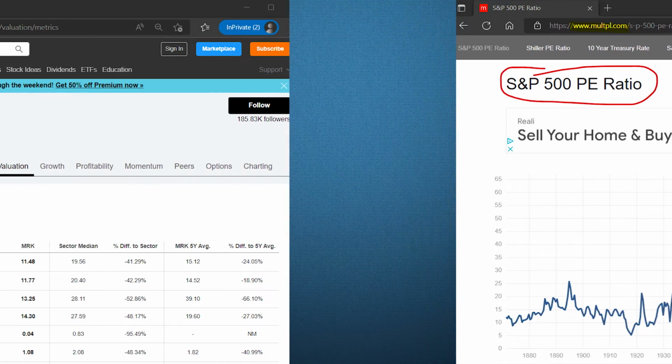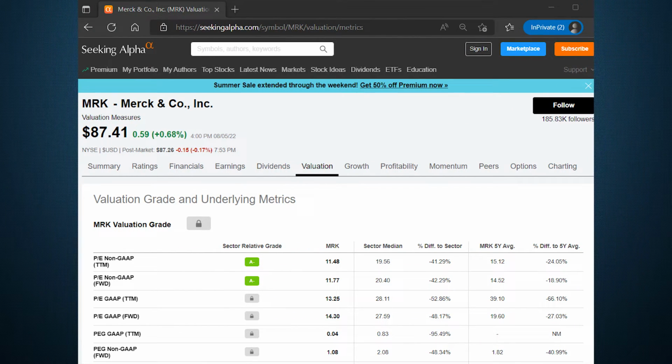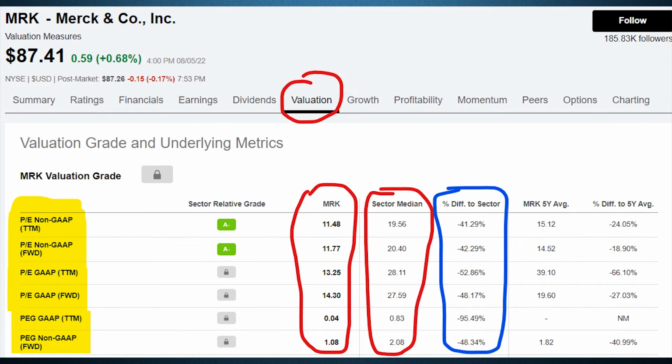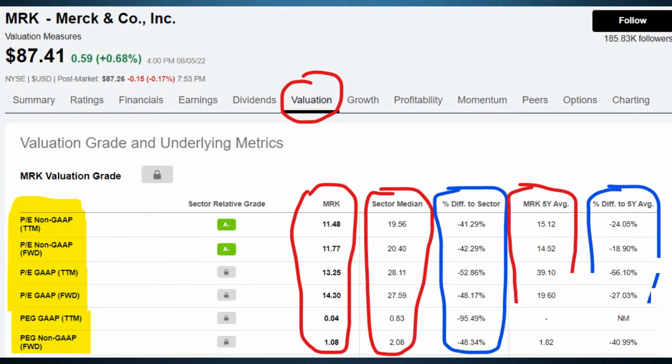And more importantly, if we go to seekingalpha.com and we click on the valuation tab for Merck, we can see that their PE and PEG ratios are around 40 to 50% cheaper than the rest of the healthcare sector, which I marked in blue there. And not just that, but we can also see that Merck's valuation is even 20 to 60% cheaper than their own 5-year average, which I also marked in blue there.